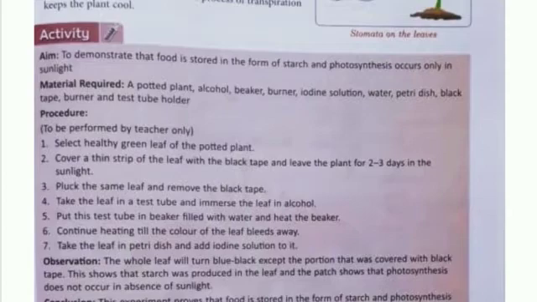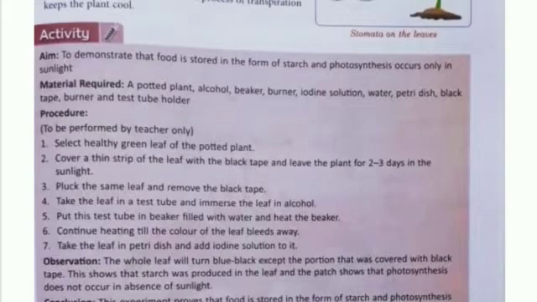Alcohol has the character that it dissolves chlorophyll. क्लोरोफिल को वो अपने अंदर डिजॉल्व कर लेता है. This is the property of alcohol. Put this test tube in a beaker filled with water and heat the beaker. We don't heat alcohol directly because it is highly injurious and dangerous for us. It catches fire. So we boil alcohol in a beaker filled with water.